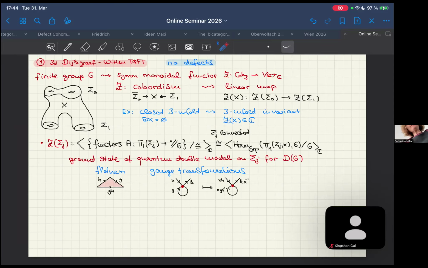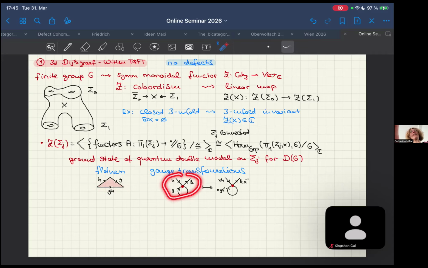And this can be seen to be directly related to the quantum double model on the surface for the Drinfeld double of a finite group. So in the quantum double model, one has a sort of flatness condition for each triangle. One takes the triangulation of the surface, and for each triangle, one has a flatness condition, namely that the group elements on two of the sides of the triangle multiply to the group element on the third side. And here the edges of the triangle are oriented, and if you reverse orientation, you replace the group element by the inverse. On the other hand, you also have gauge transformations.